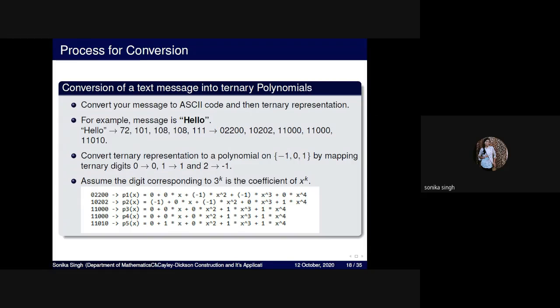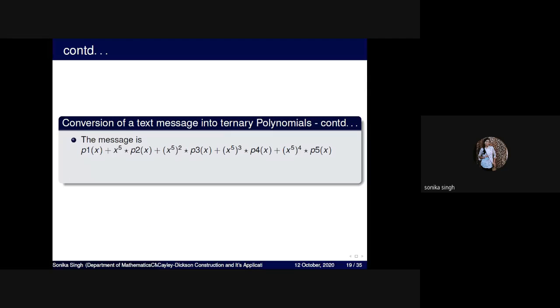The first polynomial is P1, the second is P2, the third is P3, the fourth is P4, and so on. Then our resultant ternary polynomial is P1(x) + x^5 P2(x) + x^5 squared P3(x) + x^5 cubed P4(x) + x^5 to the fourth P5(x), because we have five polynomials here. We use x to the power 5 as the variable because in ASCII code the largest decimal has 5 ternary digits. Therefore, we are using x to the power 5.